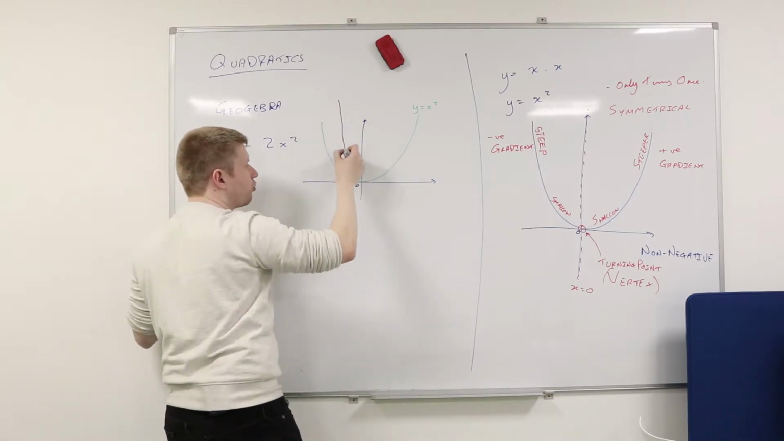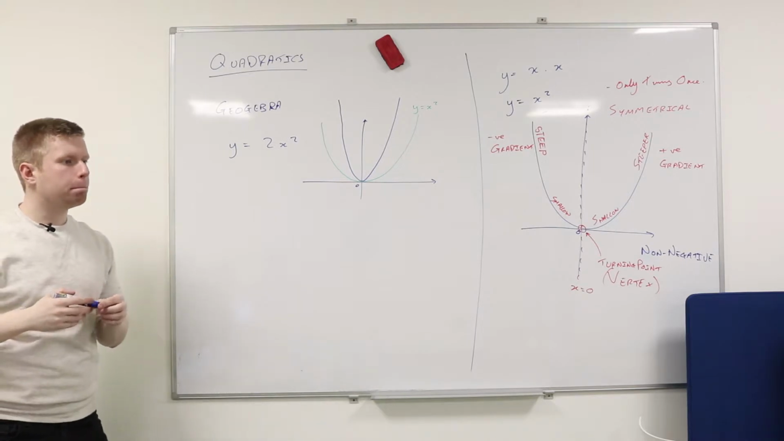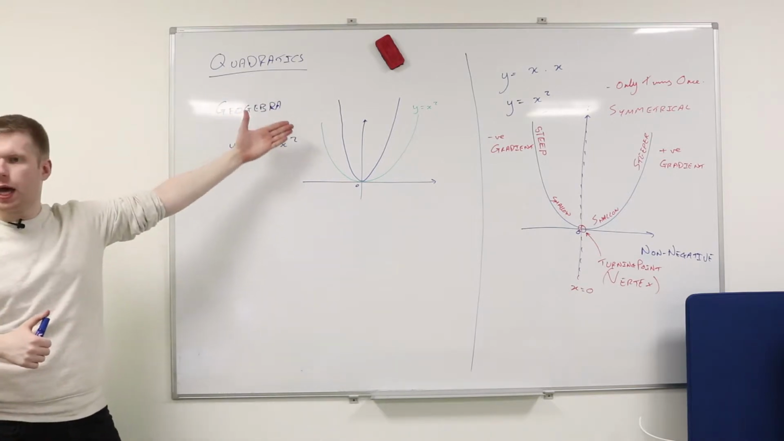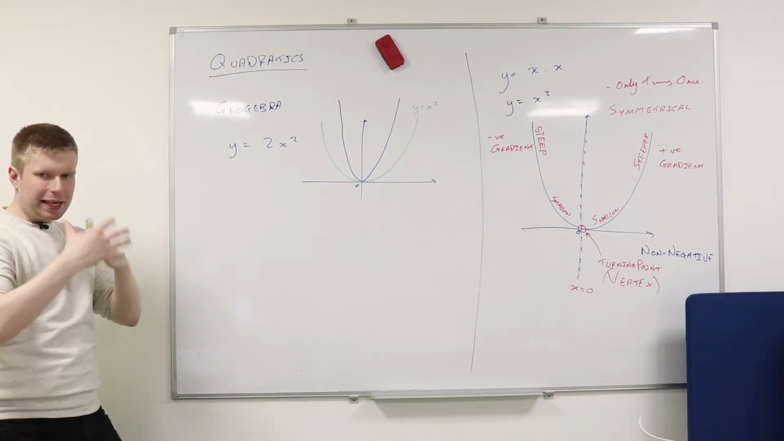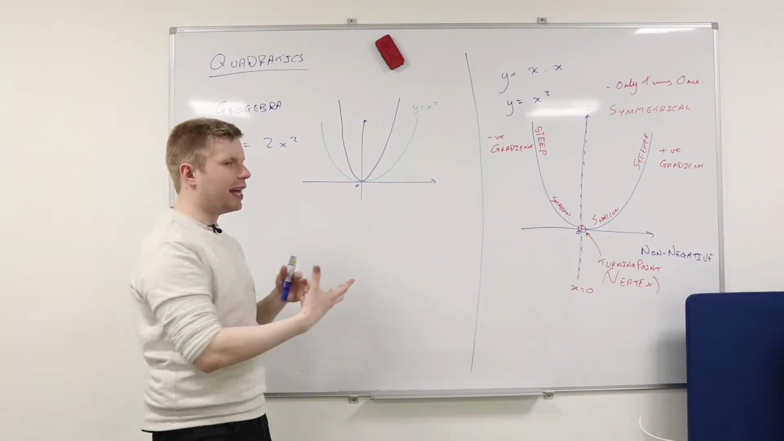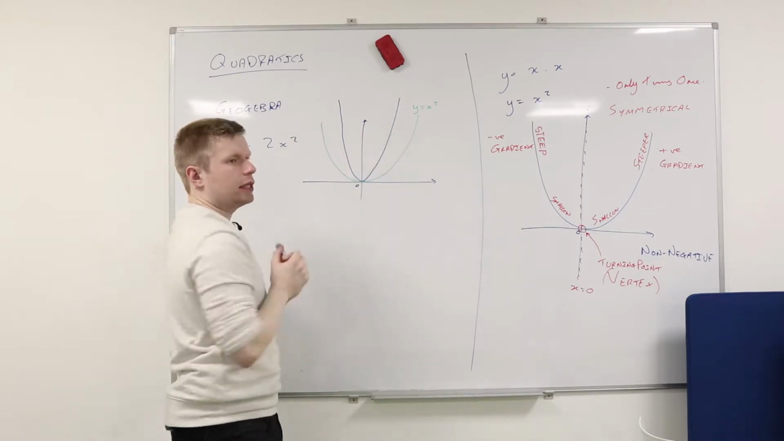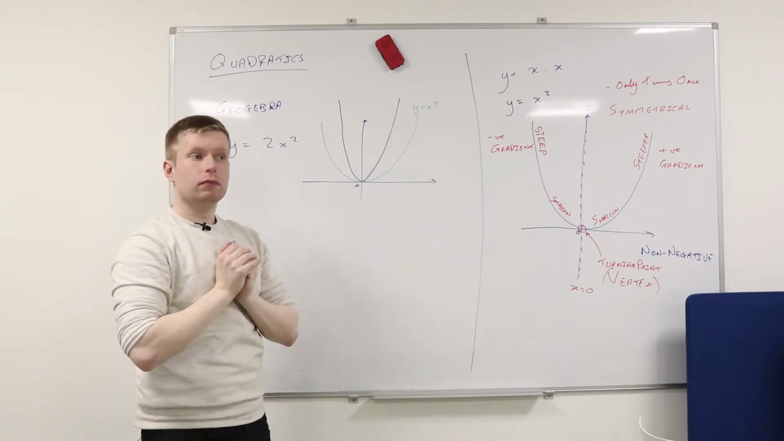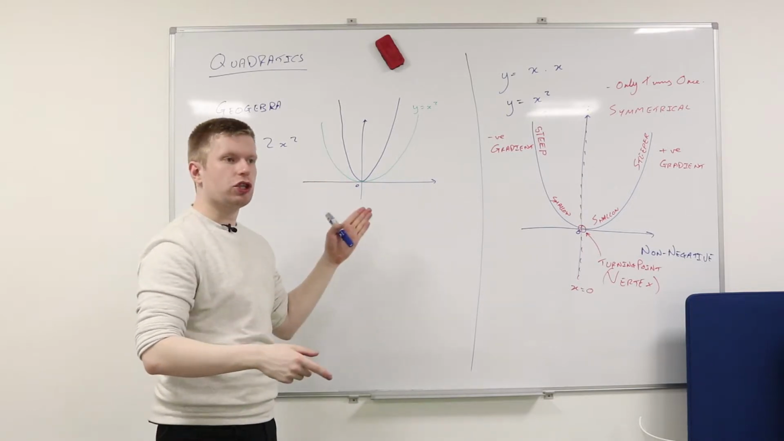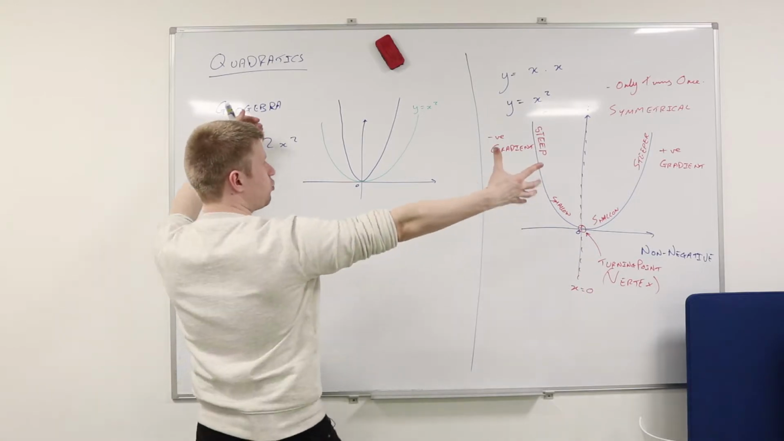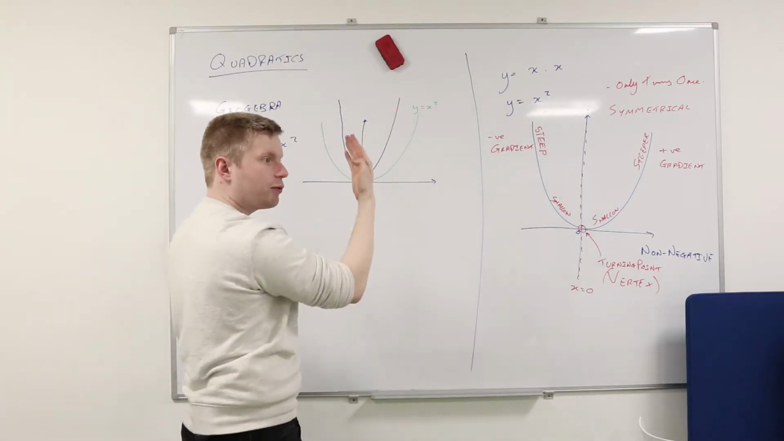So how would you describe what's happened? Other than making it skinnier. Because you're right, I get what you're saying, but can anybody describe what's happened to this graph to get to this graph? Gradient's getting steeper. Good. Would you be happy this is a stretch? It's been stretched. Imagine somebody's grabbed hold of that and literally yanked it upwards. Yeah, so it's been stretched in that direction.